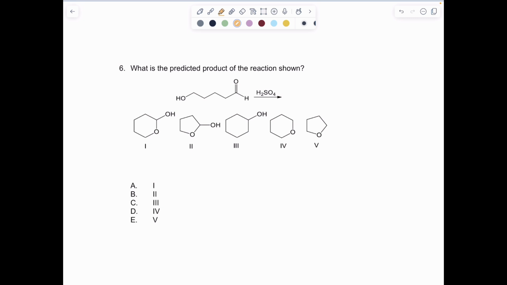So we've got an aldehyde with an alcohol on its end reacting with H2SO4. And it looks like we're going to form a ring. It's just a matter of how this ring is going to form. So let's think about what is the most nucleophilic and what is the most electrophilic position on this molecule, because we know that it's going to be some sort of intramolecular reaction based on all of our possible products.